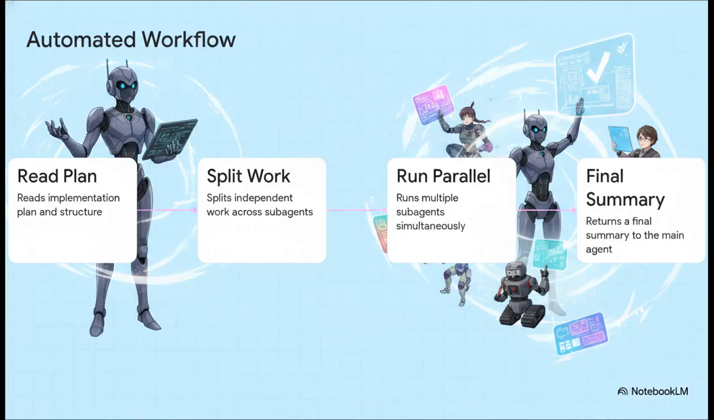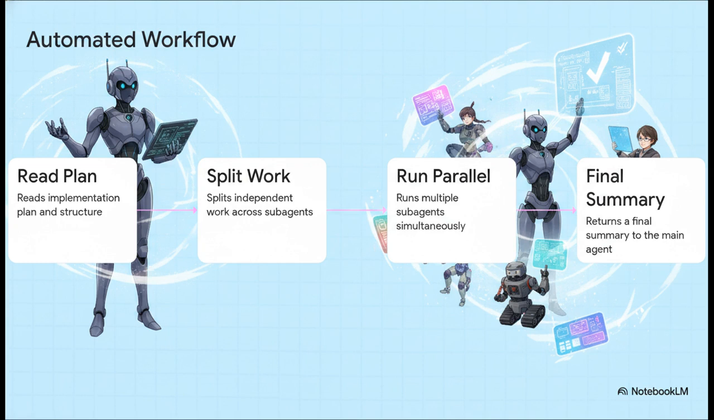Once you hit enter, here is the exact step-by-step process this system runs through. First, the main agent reads the implementation plan and the project structure. Second, it splits any independent work across the subagents. Third, and this is where development speed literally skyrockets, it runs those subagents in parallel.